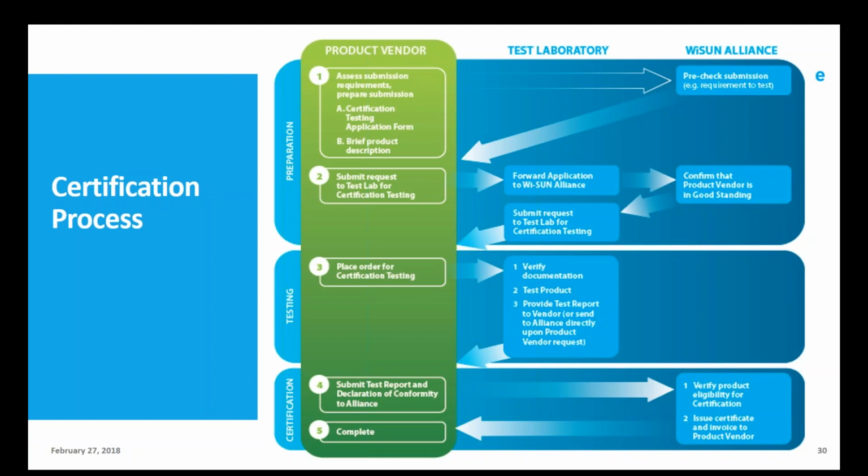And the product vendor will submit the report together with all other required documents, which was pre-checked some time ago, to the alliance. The alliance will review all the documents, the application documents and the test report, and verify it with the test lab if necessary. And then if everything goes well, the certificate will be issued at the end of the process.